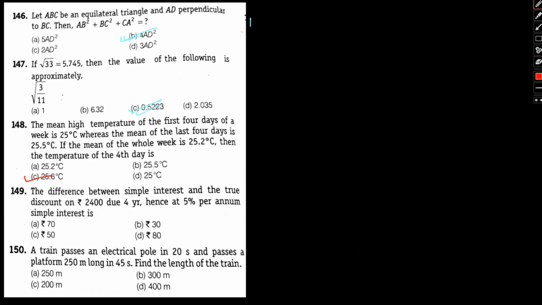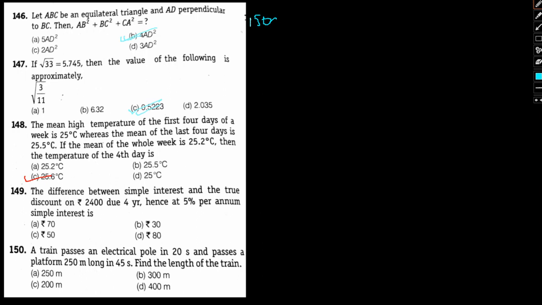The difference between simple interest and the true discount of rupees 2400 due in 4 years, at 5% per annum simple interest is. Okay, so 150. A train passes an electrical pole in 20 seconds and passes a platform 250 meter long in 45 seconds. Then find the length of the train.